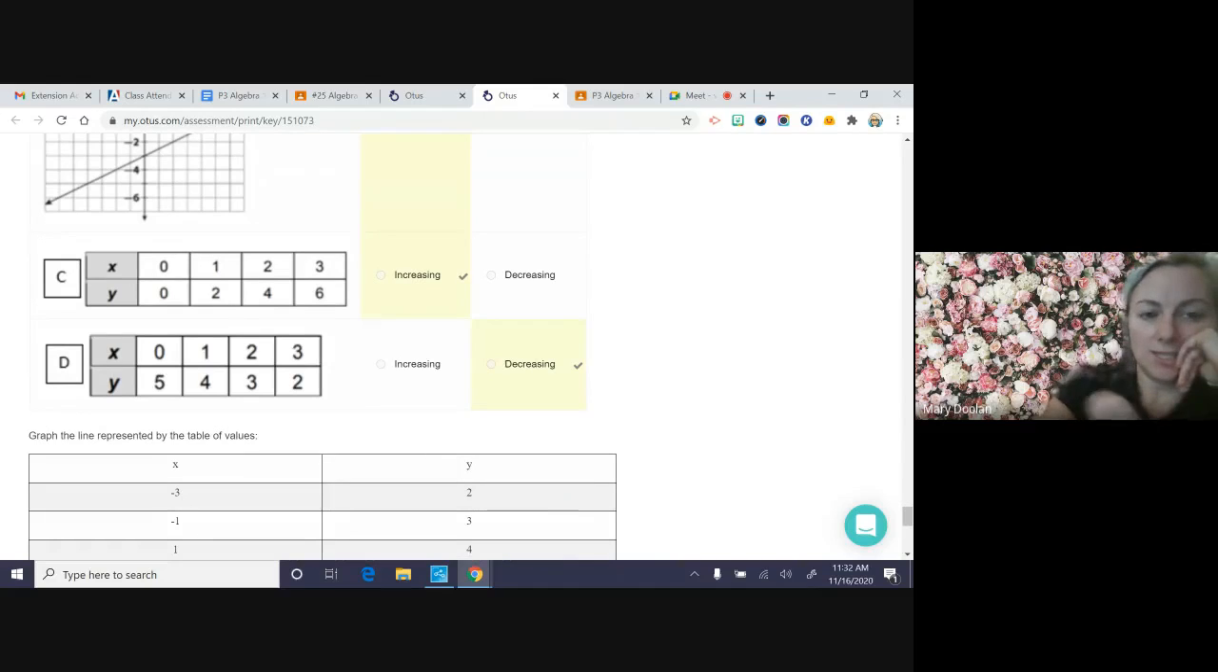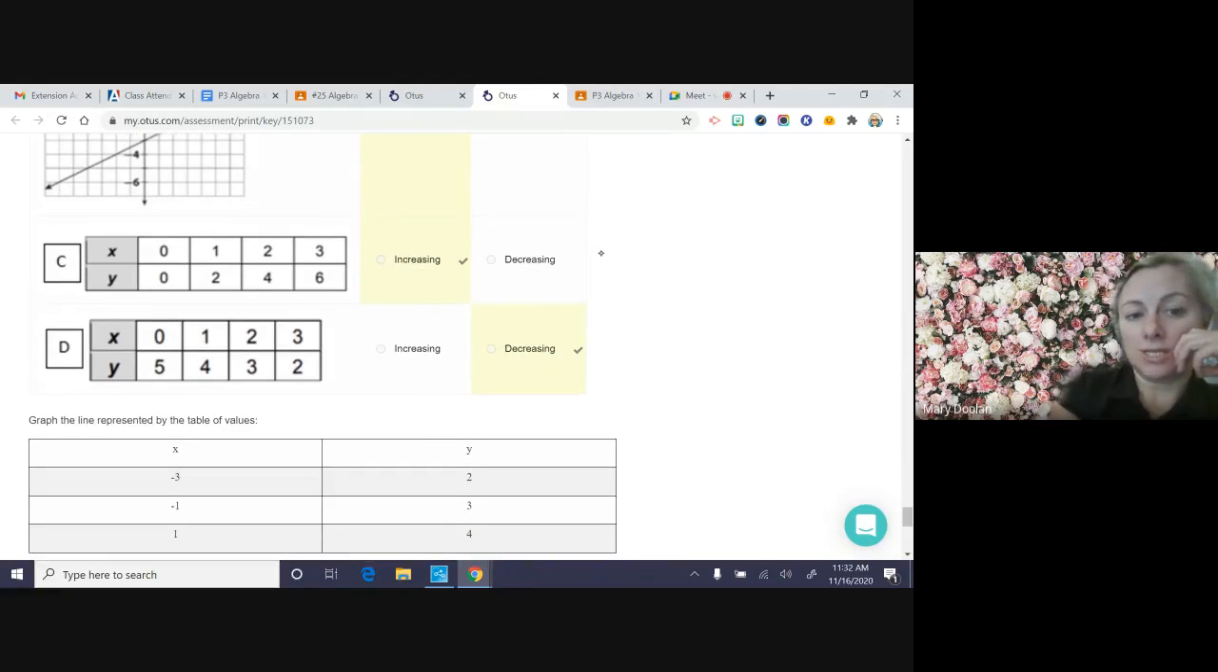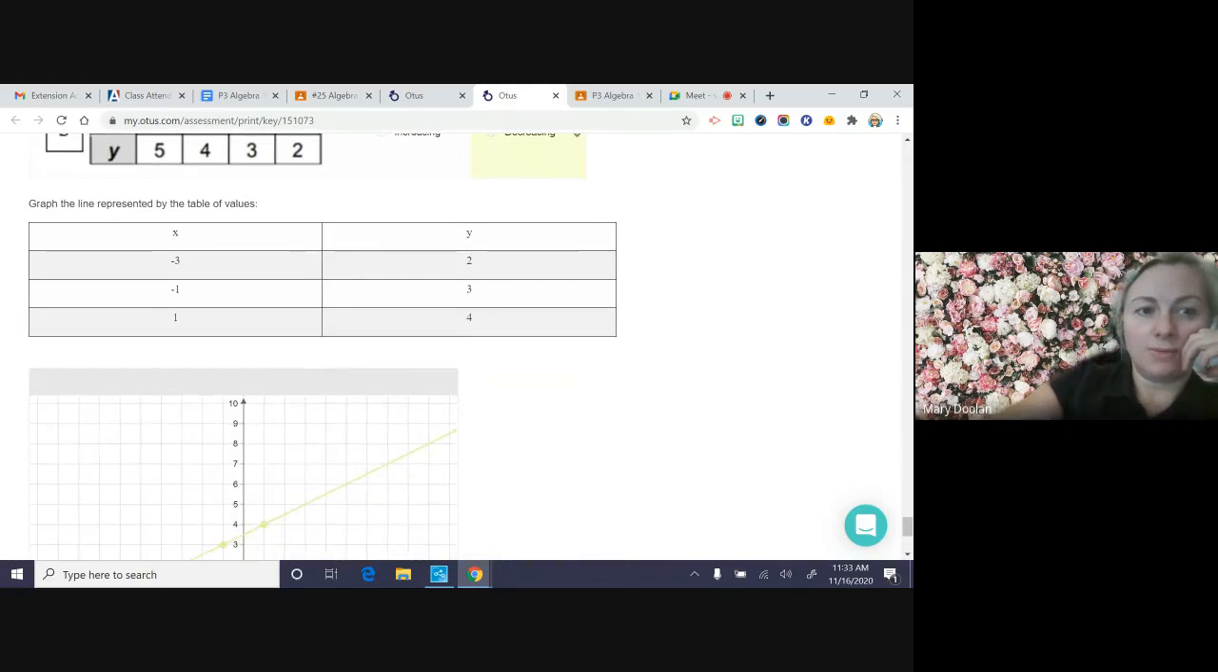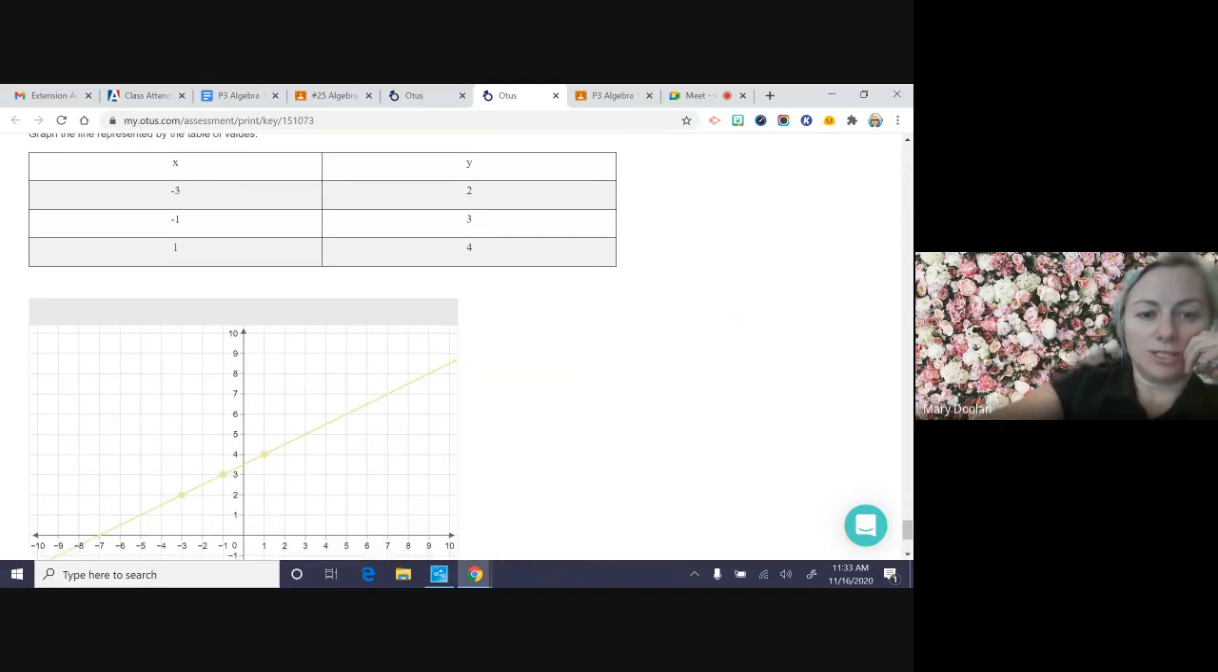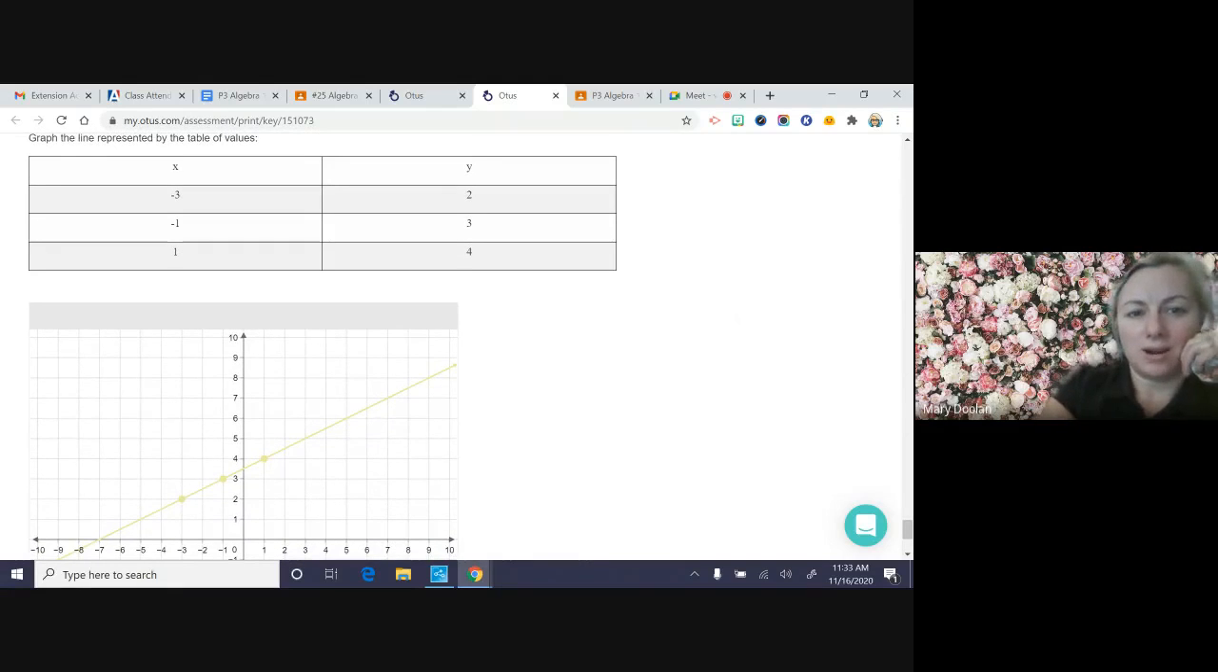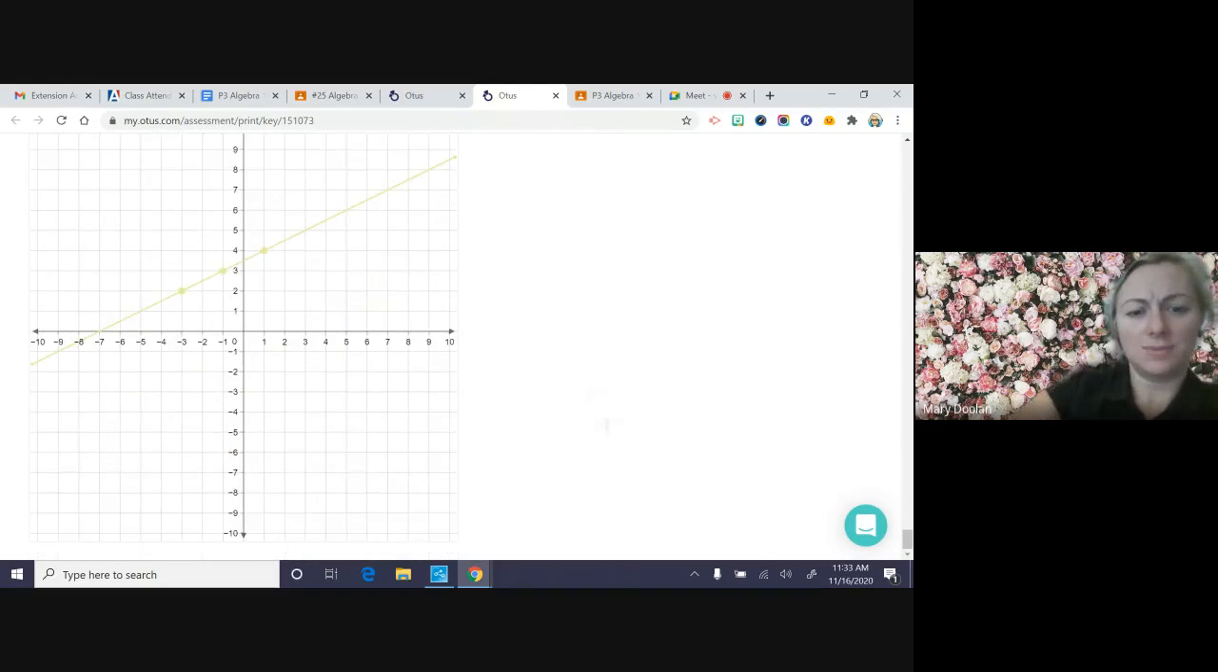Here we don't see the slope jumping out at us, but check as the x values increase. See how the x's are going up by 1? What's happening with our y values? They're going up by 2, so that's increasing. As the x increases by 1, the y values are decreasing by 1, so this is decreasing. Graph the line represented by the table of values. Okay, so you're just going to plot the ordered pairs, those 3 ordered pairs, plot them and connect a line through them. That seems relatively easy.